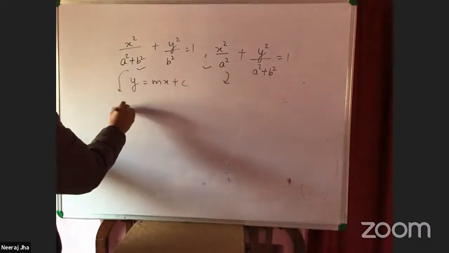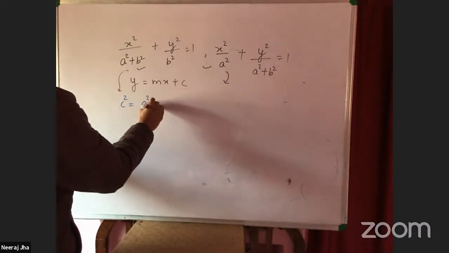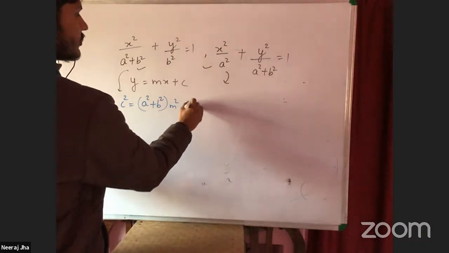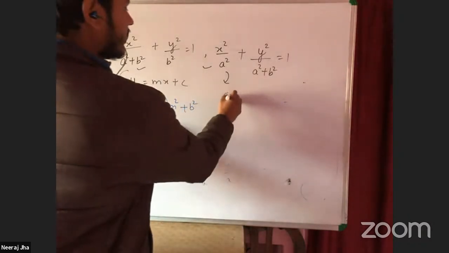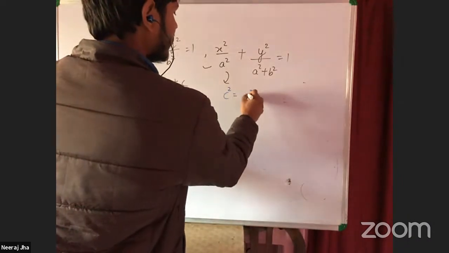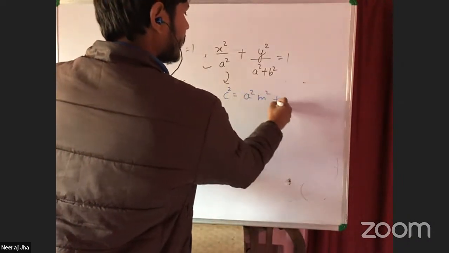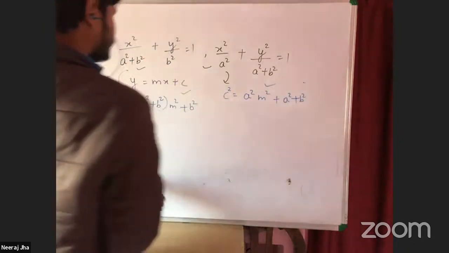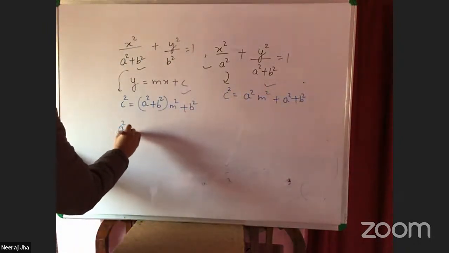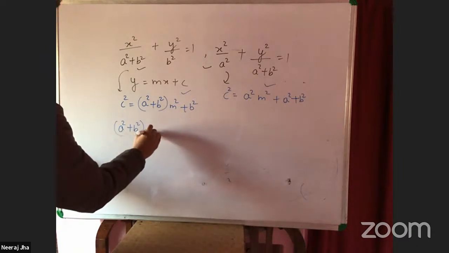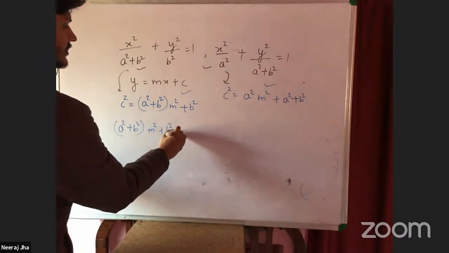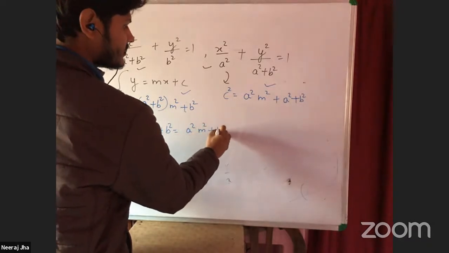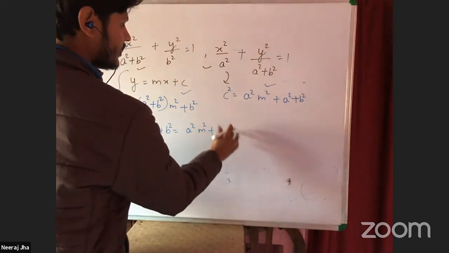For this, c square is equal to a square plus b square into m square plus b square. For this, c square is equal to a square into m square plus a square plus b square. Now let us equate these two. So a square plus b square into m square plus b square is equal to a square into m square plus a square plus b square.